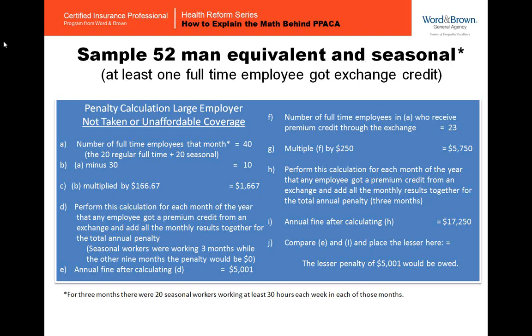But on any of those 3 months that they work for any of those people, in this example to the right-hand side, you had the three people originally going in the last example to the exchange plus the 20 seasonal, multiplying it by the 1/12 of $3,000, or in other words, $5,750. But again, it's only for 3 months, so the penalty, $17,250, applies. And what does the owner pay? The lesser of the two, $5,001.